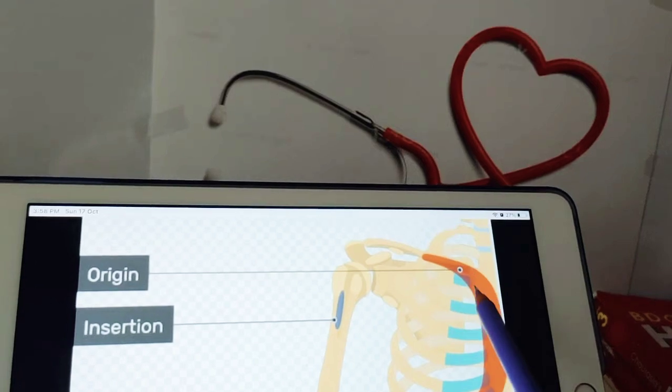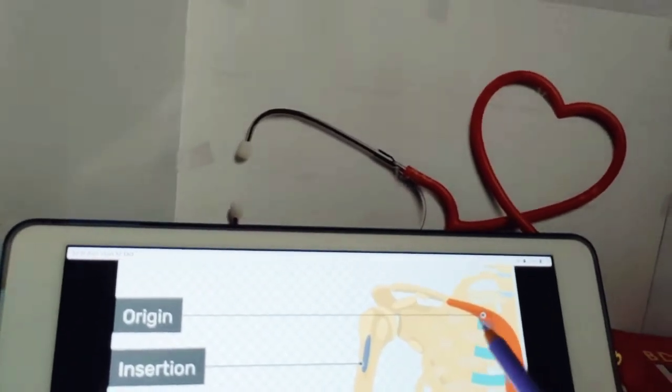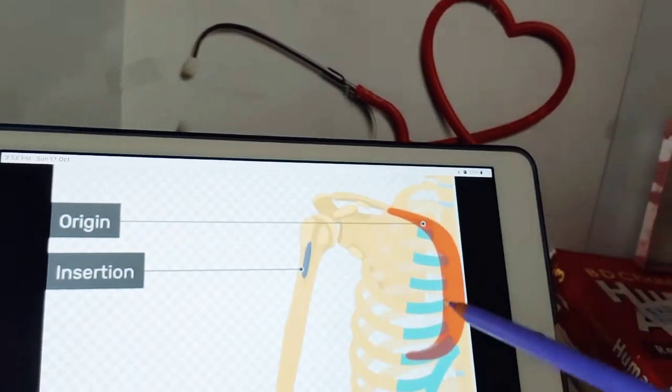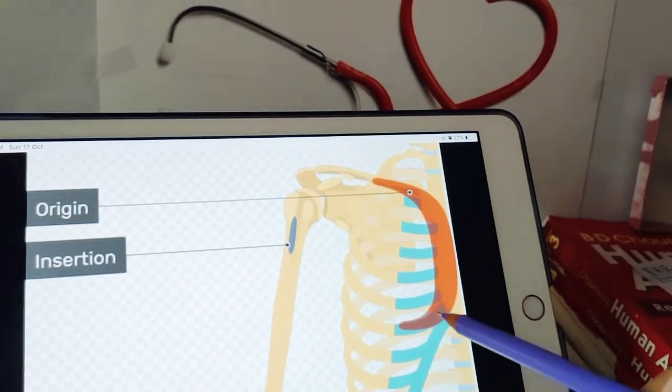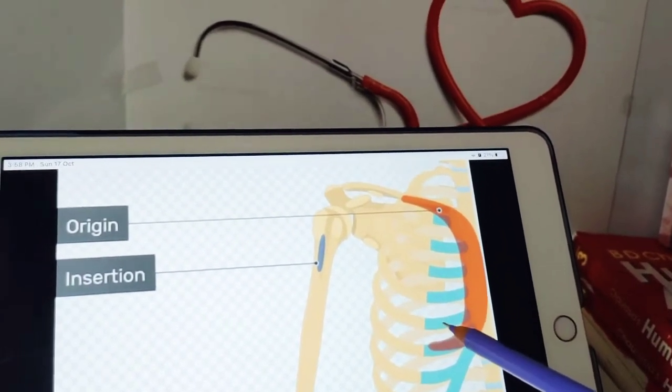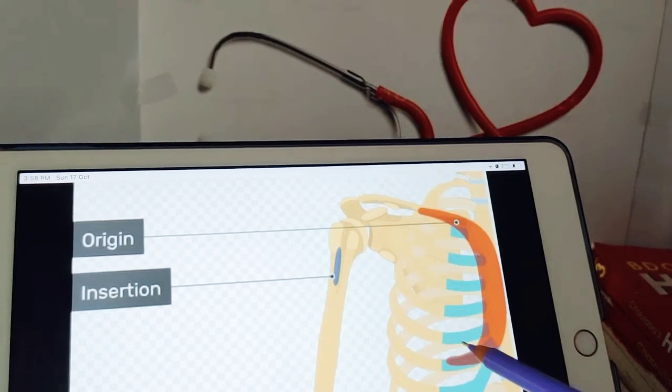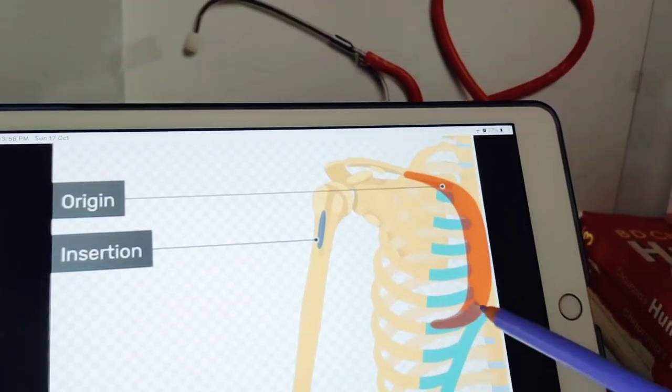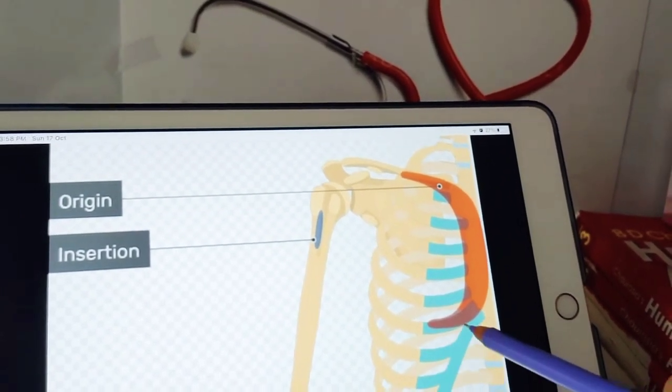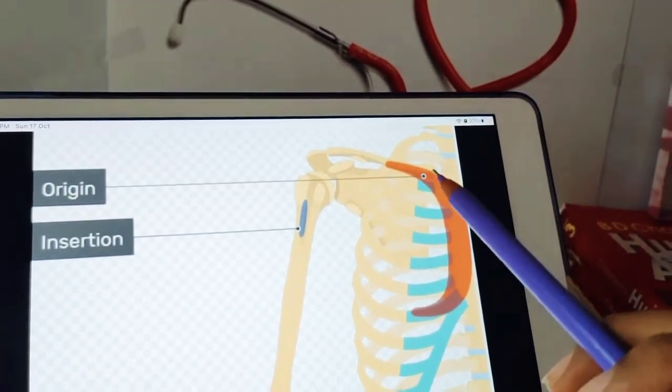And from half the breadth of the anterior surface of the manubrium, and the sternum up to the 6th costal cartilage, which means up to the xiphisternal joint, and from the aponeurosis of the external oblique muscle of the abdomen. So this is the origin of pectoralis major.